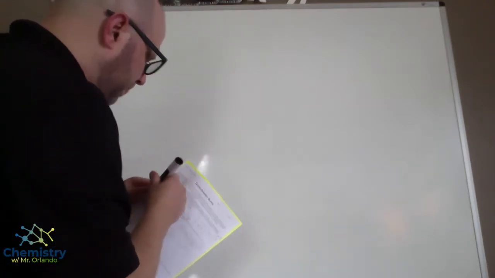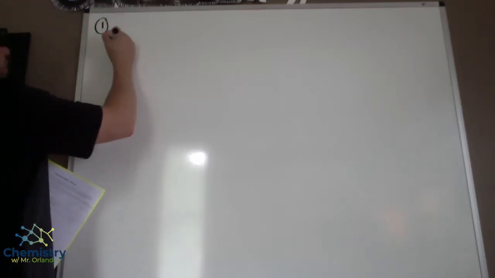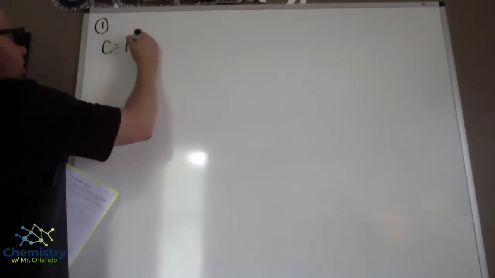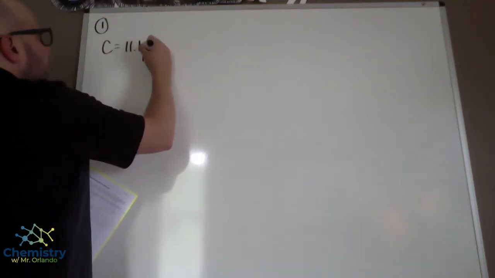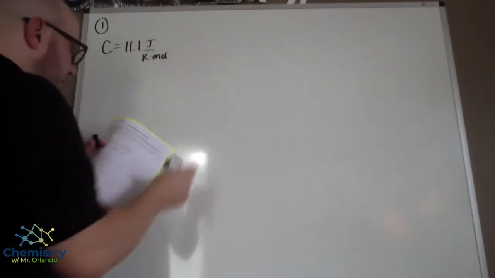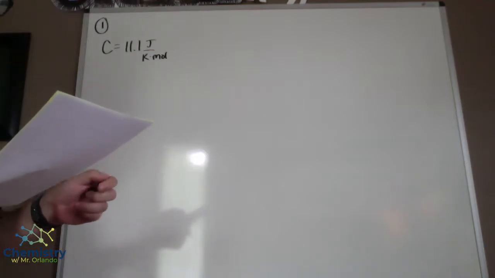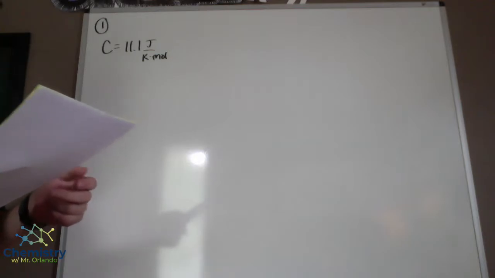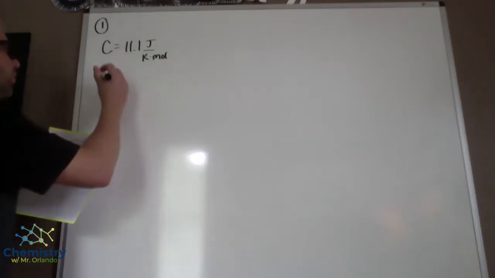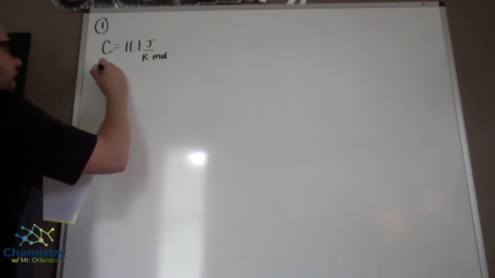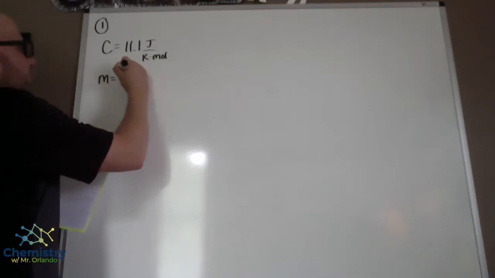It says the molar heat capacity of tin is 11.1 joules per Kelvin mole. So I'm just going to write out the givens as they are given. 11.1 joules per Kelvin mole. It says how much energy in calories is required to raise the temperature of 25 grams of tin. So 25 grams of tin is the mass.